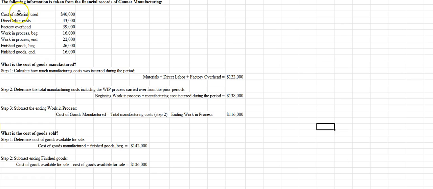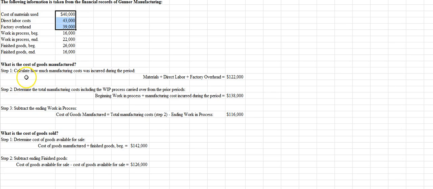So they give us this information here. And we need to determine what's the cost of goods manufactured. Well, the first thing we want to do is understand how much we incurred in cost in this period. Let's say this is the month of January. So what do we use in total cost? We use these three, right?